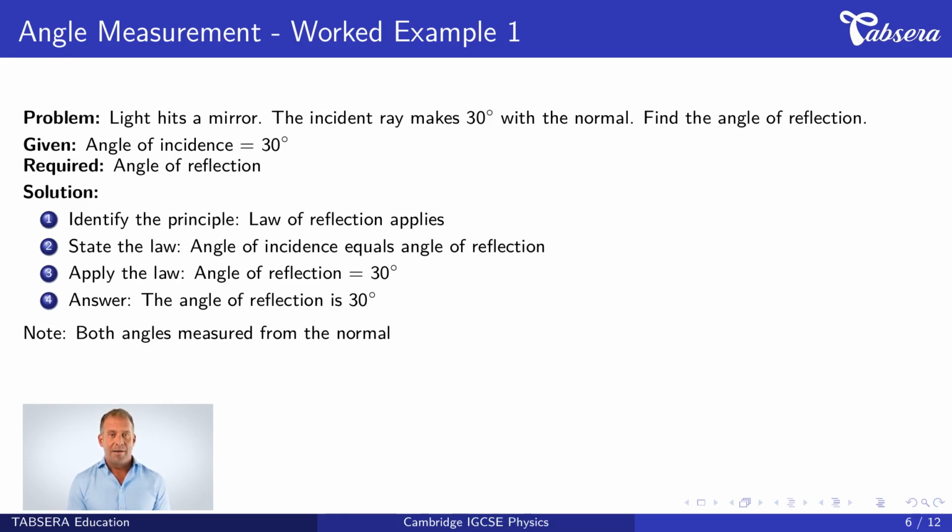Step 1. Identify the principle. The law of reflection applies to this situation. Step 2. State the law. The law of reflection states that the angle of incidence equals the angle of reflection. Step 3. Apply the law. Therefore, the angle of reflection equals 30 degrees. Step 4. State the answer. The angle of reflection is 30 degrees. Remember, both angles are always measured from the normal, never from the surface itself.